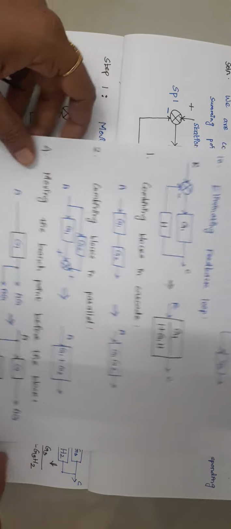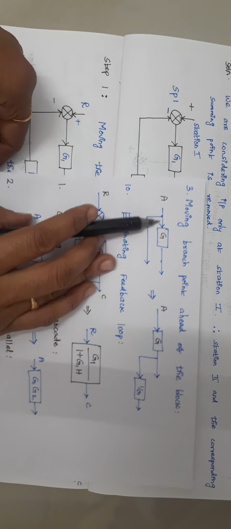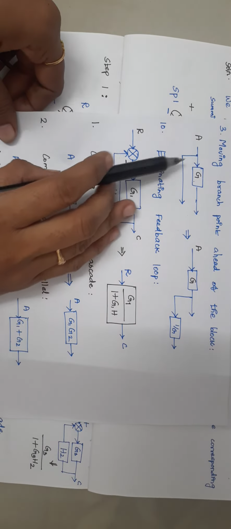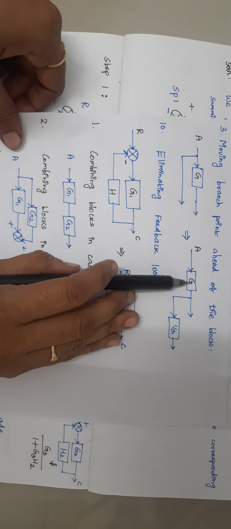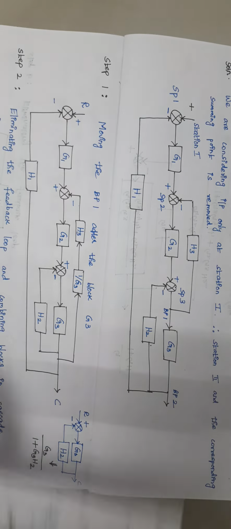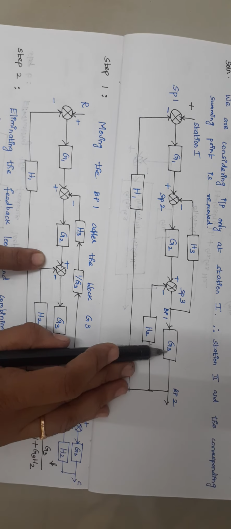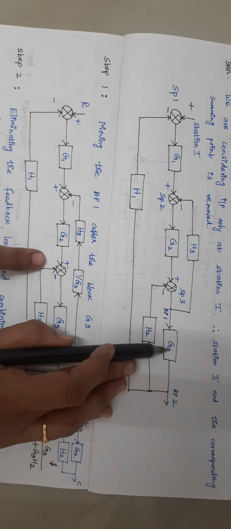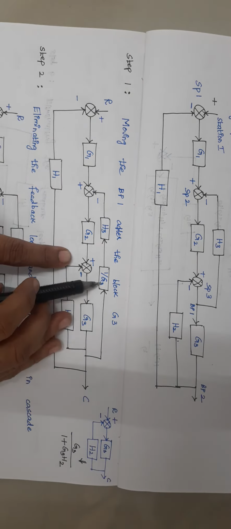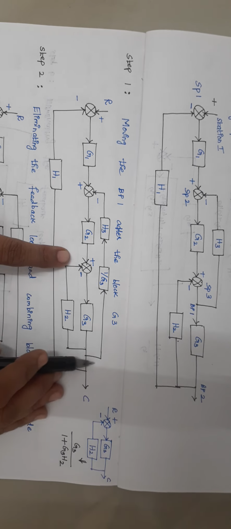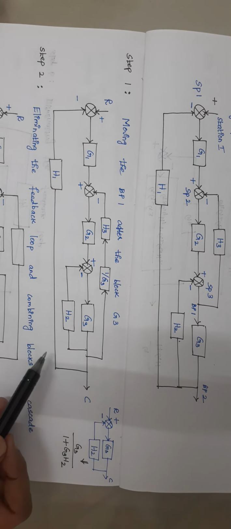So here I am having this branch point, right? This branch point is moved after this block. Whenever this branch point is moved after this block, I am including the reciprocal of the element present here. Similarly, here I am going to move this branch point after the block G3. So I have to include the reciprocal of G3 to this branch point line. So here I have included 1 by G3 and now this branch point is moved after this block G3. Right, this is our step number 1.